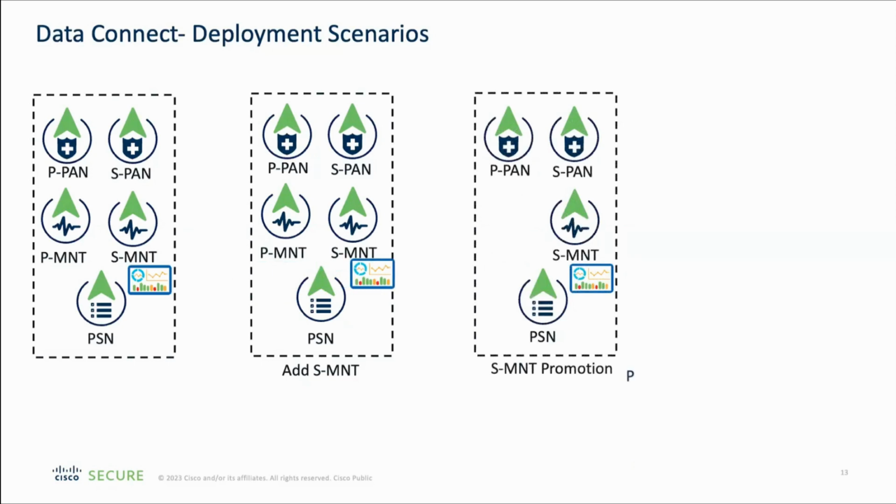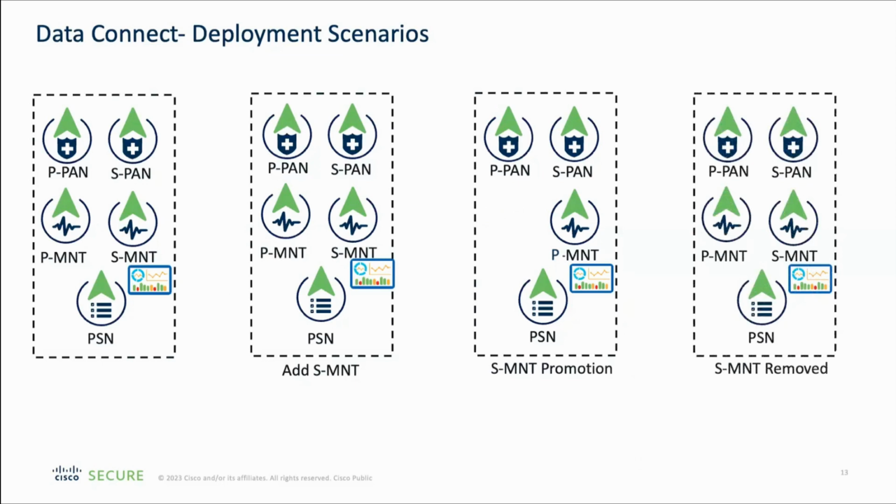In this case, we are going to have secondary MNT get promoted to primary, but anything won't change in terms of DataConnect. DataConnect will still be there, even though the secondary has been promoted to primary. On the other side, in case we lose our secondary MNT, it won't be any issue because this primary MNT will take cover of DataConnect.